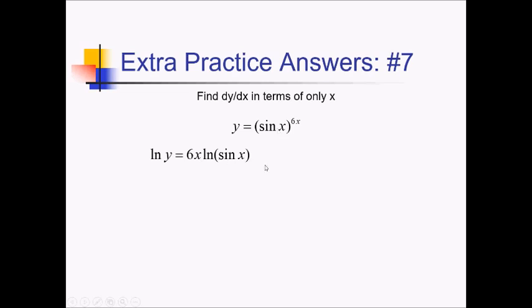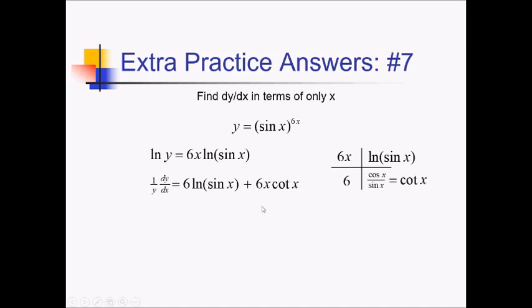So implicitly differentiating from left to right, we've got 1 over y dy over dx on the left side. And on the right side, we need a product rule. So I have factors of 6x and ln of sine of x. So those derivatives are going to be 6, and this is going to be 1 over sine of x times the derivative of sine, which is cosine. And of course, why not just turn that into cotangent and have one less fraction floating around here? So using the ribbon to put it all together, we've got 6 ln of sine of x plus 6x cotangent of x.